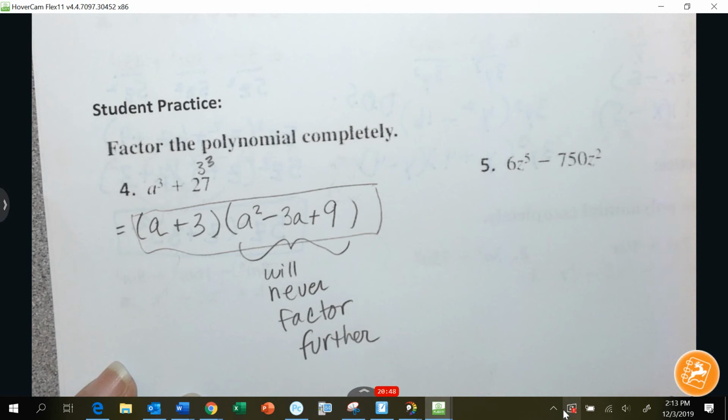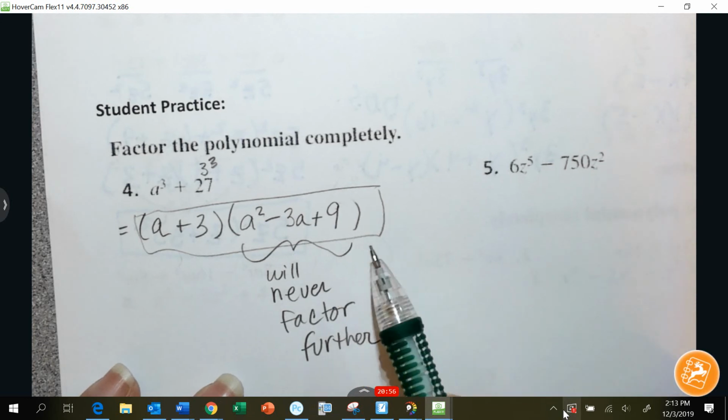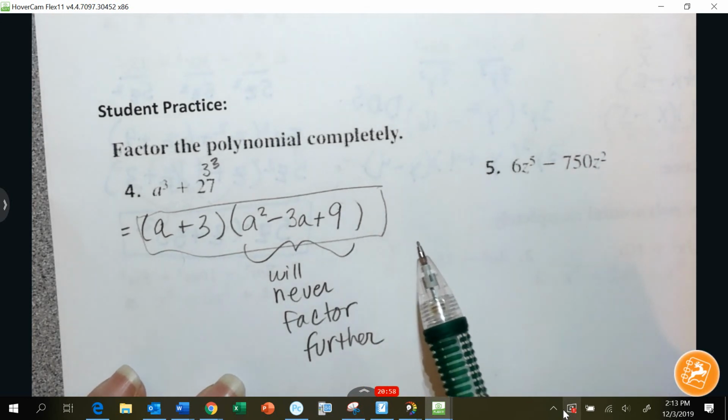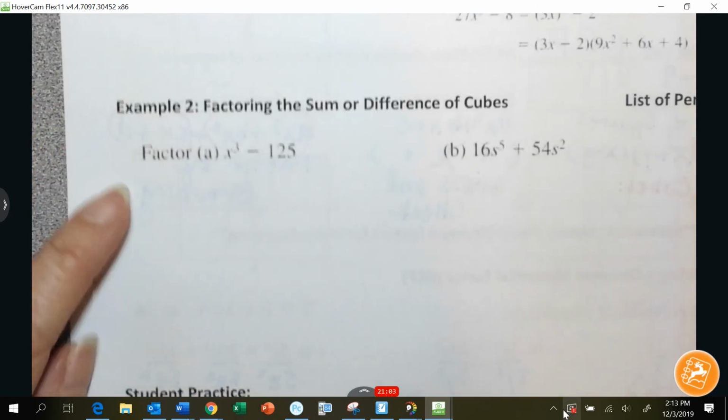Wait, so the second part, on some parts of it, will it be able to factor further? Never. The second part can never, ever factor further.